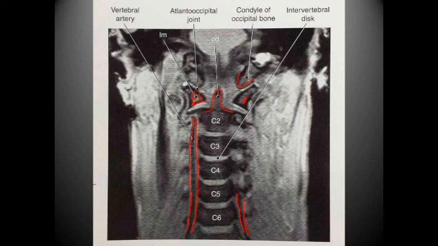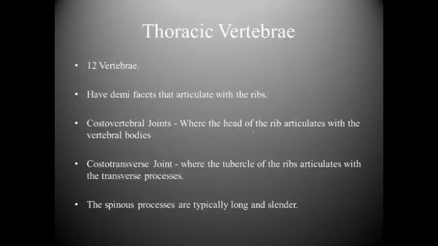Notice we do have the intervertebral disc providing a cushioning effect to the spine so that we don't cause extreme damage. So that brings us to the thoracic vertebrae.